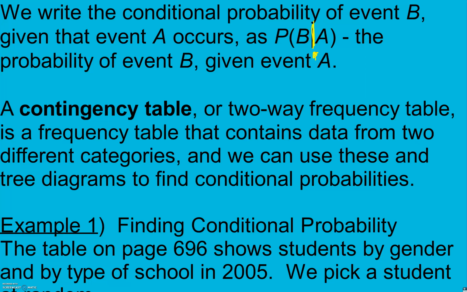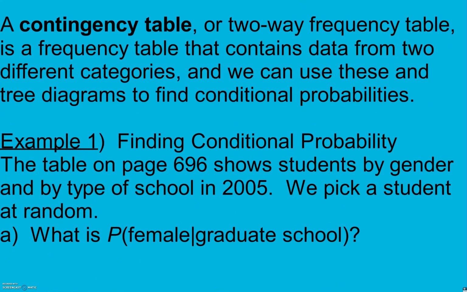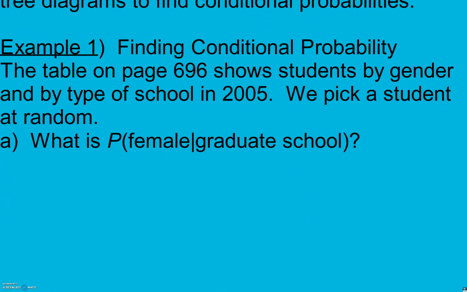A contingency table, or two-way frequency table, is a frequency table that contains data from two different categories, and we can use these and tree diagrams to find conditional probabilities. Example 1 is finding conditional probability. The table on page 696 shows students by gender and by type of school in 2005.